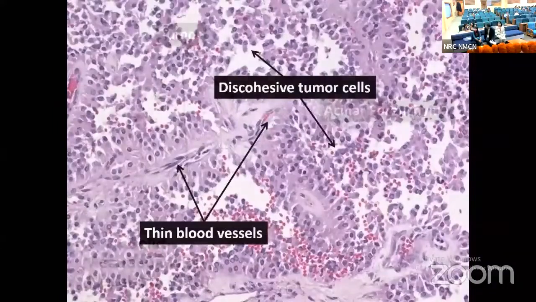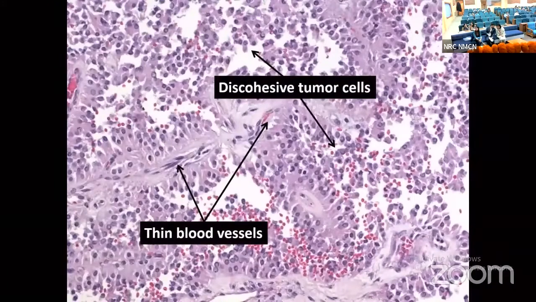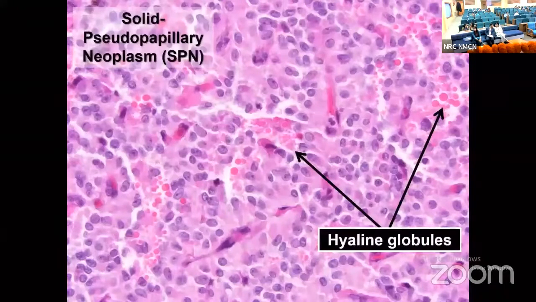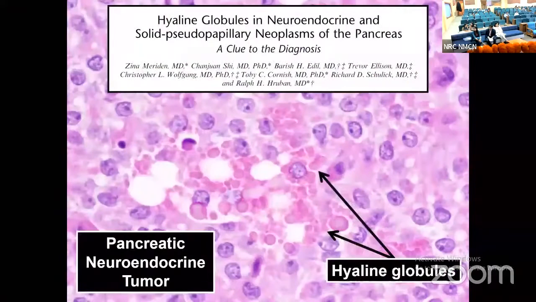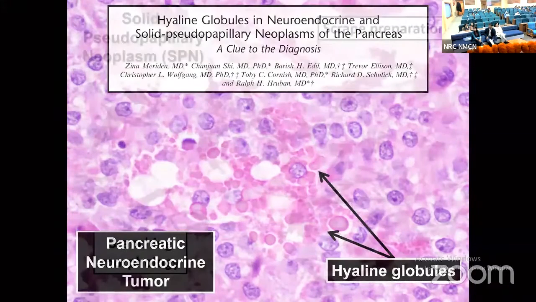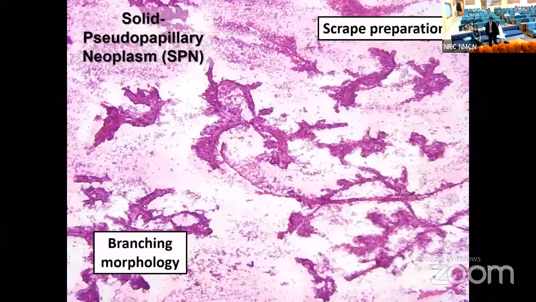At a higher magnification, the neoplastic cells of a solid pseudopapillary neoplasm are discohesive and polarized around thin, delicate vessels. A well-known feature of these neoplasms is the presence of intracytoplasmic and extracellular hyaline globules. However, hyaline globules have been well reported in neuroendocrine tumors as well. Therefore, utilizing this feature alone as a specific marker of solid pseudopapillary neoplasms will lead you down the wrong path, unfortunately.